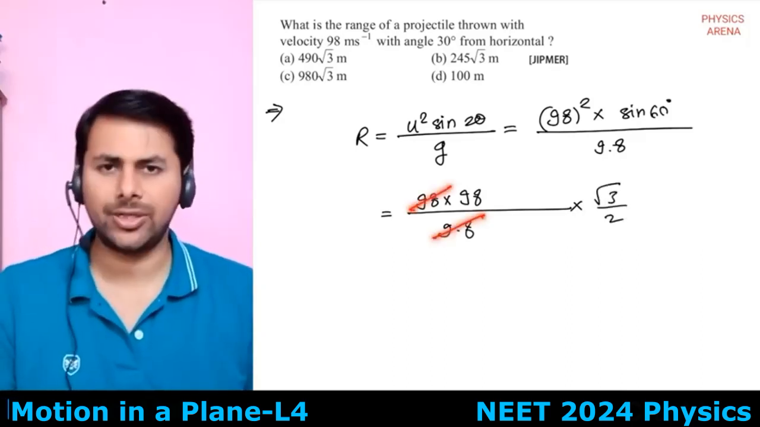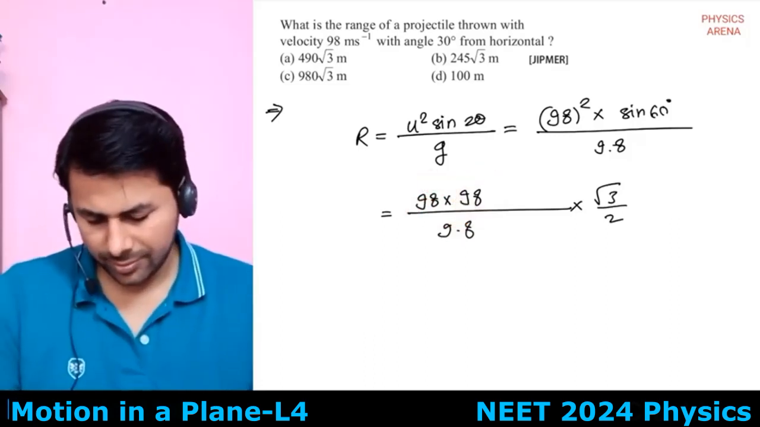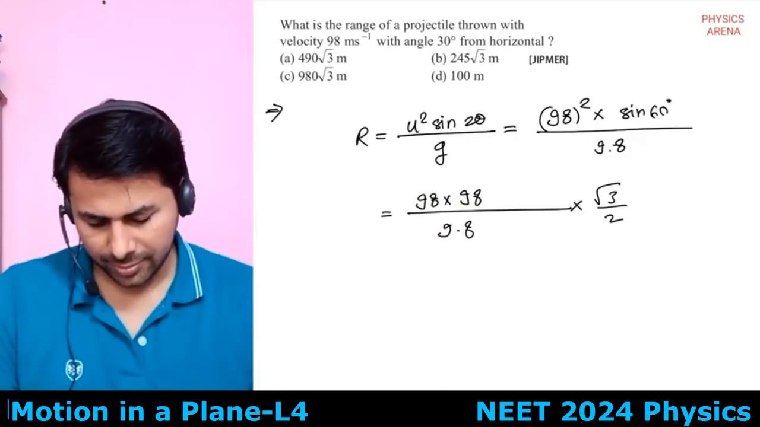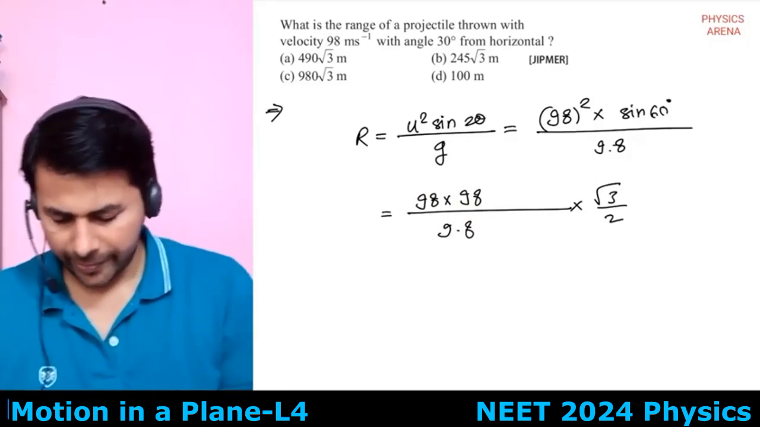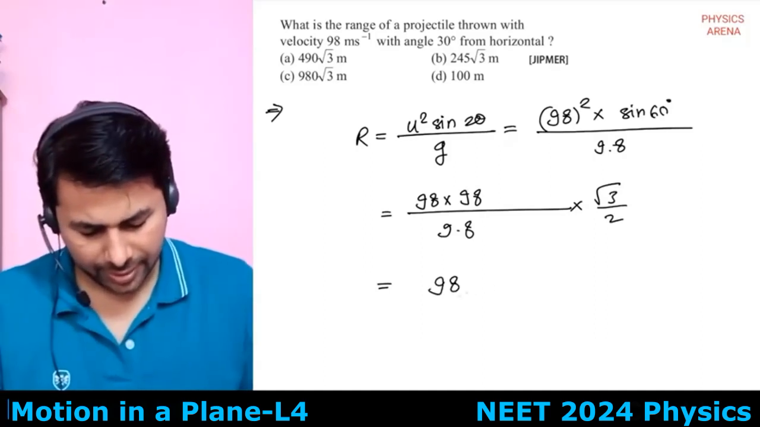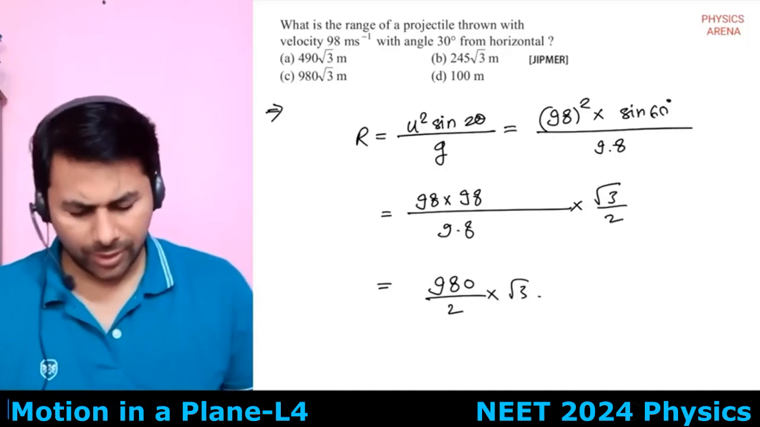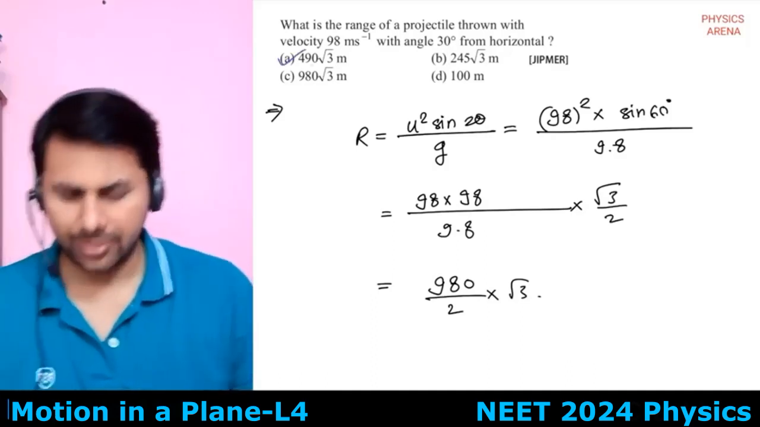So 98 upon 9.8 is 10. 10 times 98 is 980, upon 2, multiplied by root 3. Right, 490 root 3. It's option A. Good.